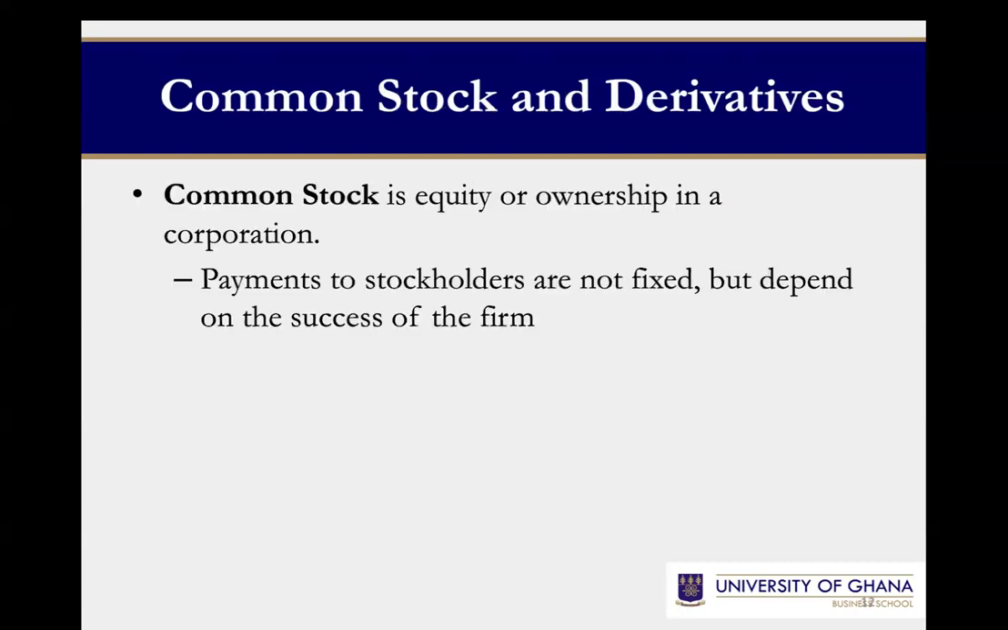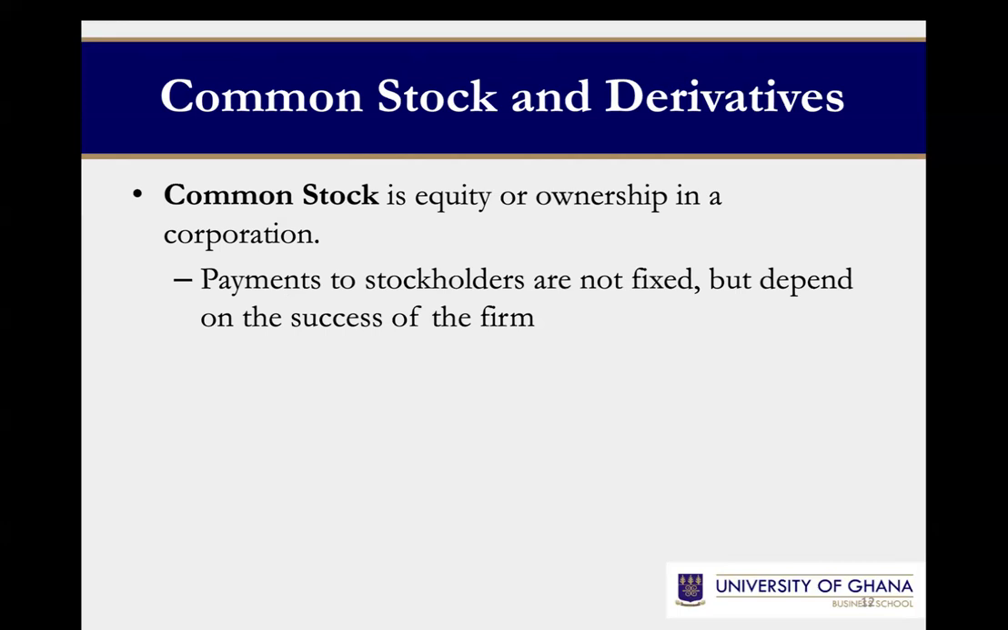In terms of common stock, as I mentioned earlier, this is the equity stake or ownership within a corporation. Now, these are the residual claimants. We call them residual claimants because they claim after all others have been paid. And so payments to stockholders are not typically fixed, but depend on the success of the firm.